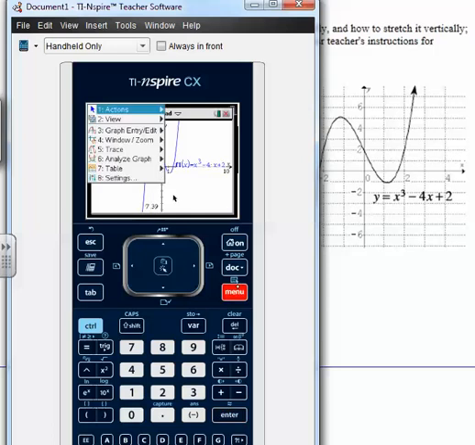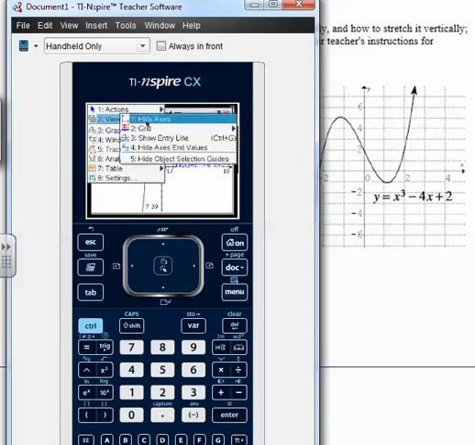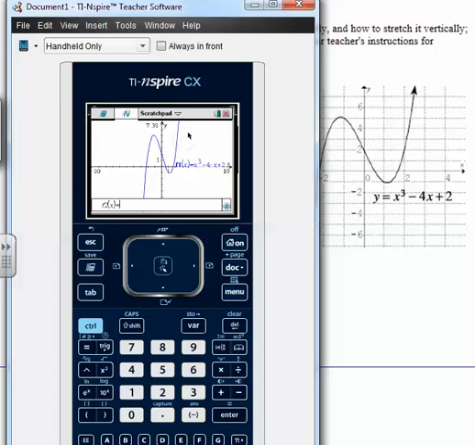I'm going to open my entry line and let's put in for function 2, I'm going to put in a stretch. So if I put in 2 times the function x, remember you use the variable, and I've got f of x in there, so I'm going to choose that, and of x, and graph that one. So as you can see, the original one got stretched. It's 2 times more stretched than the other one.